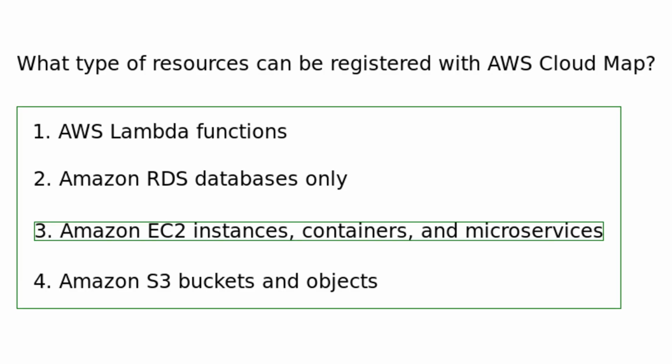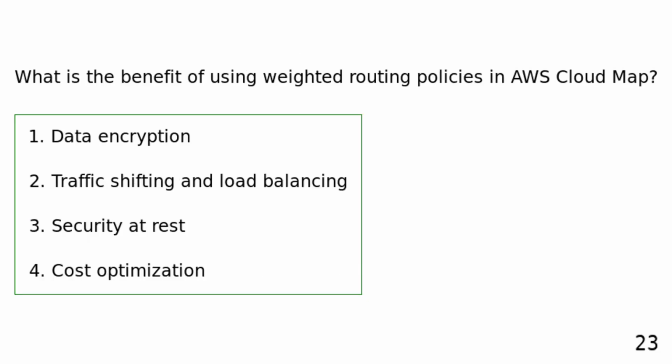AWS Cloud Map allows users to register Amazon EC2 instances, containers, and microservices for service discovery. What is the benefit of using weighted routing policies in AWS Cloud Map?